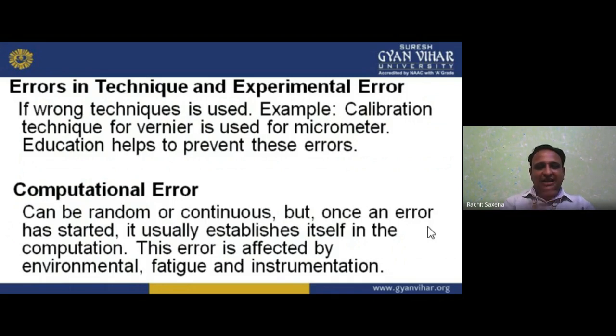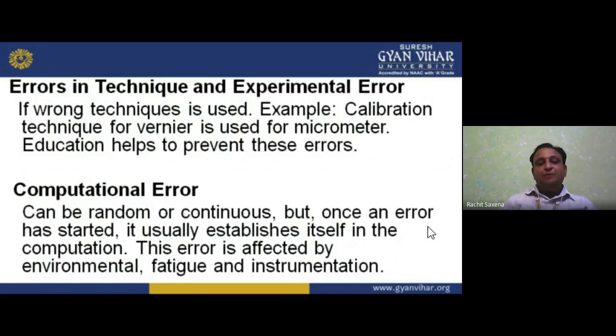An example is given: the calibration technique for a vernier is also used for a micrometer. Education helps to prevent these errors. If I have the education, I know which type of micrometer or instrument I have to use for calibration purposes. So this education helps to prevent these errors.